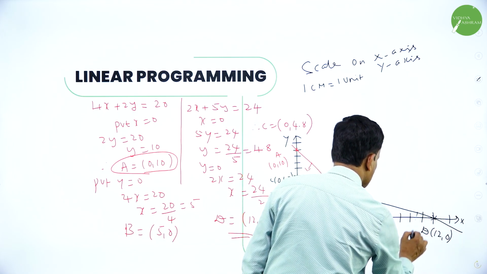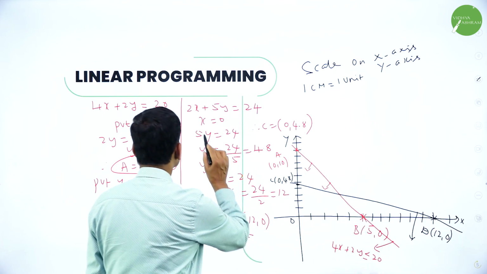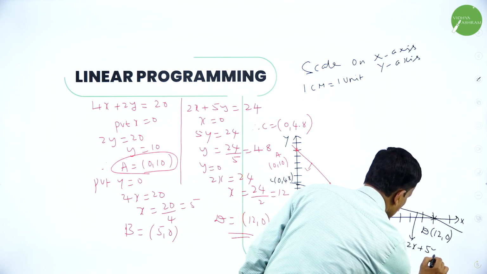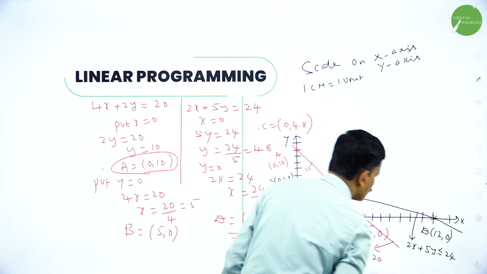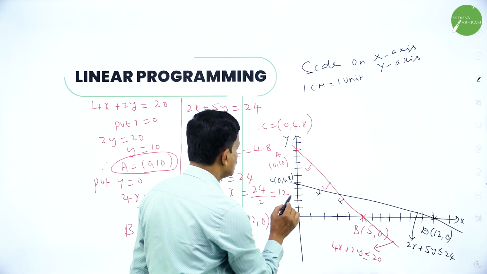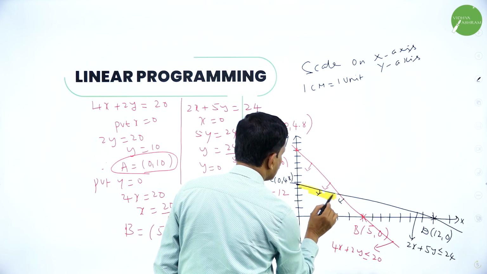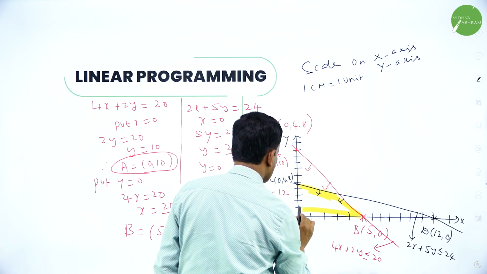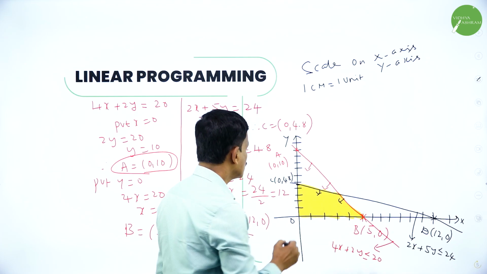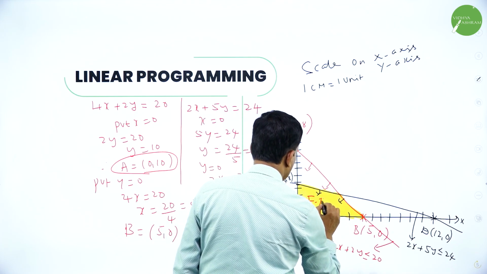Okay. Now this curve, what is this? 2x + 5y ≤ 24. So again this is towards the downwards direction. This is the shaded region. This is the feasible region.